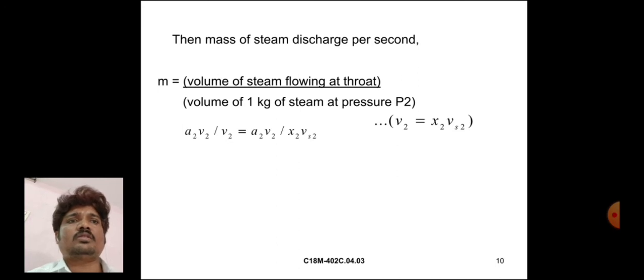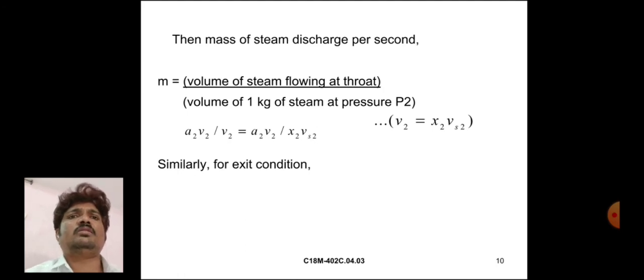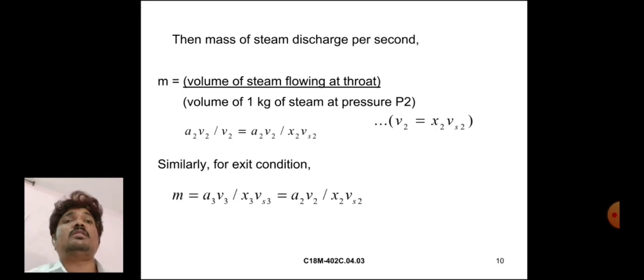V2 is equal to X2 Vs2. M is equal to the volume of steam flowing at the throat, A2 V2, divided by the volume of 1 kg of steam at pressure P2. This is A2 V2 by X2 Vs2. Similarly, for the exit condition, M is equal to A3 V3 by X3 Vs3.